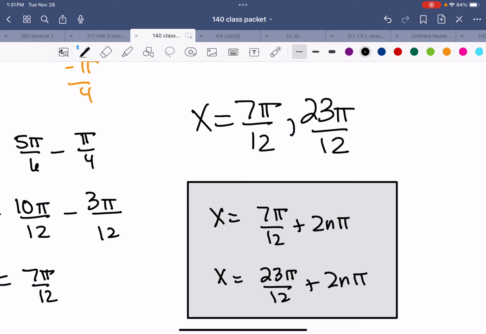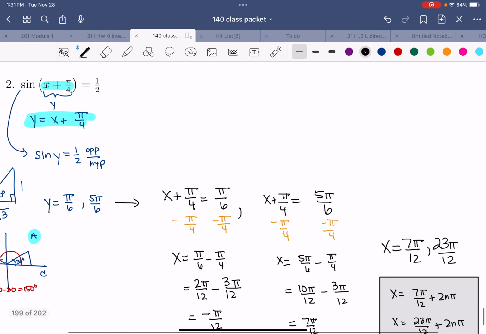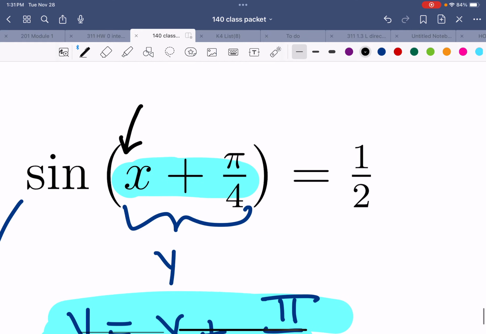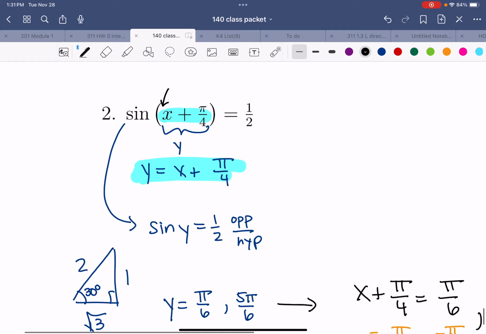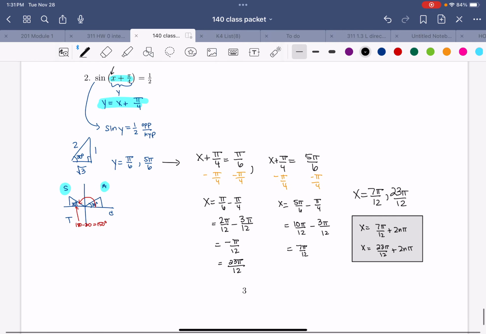Now notice that I didn't get twice as many in this case, and the reason for that is because my x is not multiplied by anything. There's just a 1 there, so I'm going to get 2 answers. The adding does not change the number of answers I get, just if I were to multiply that by something else. Okay.